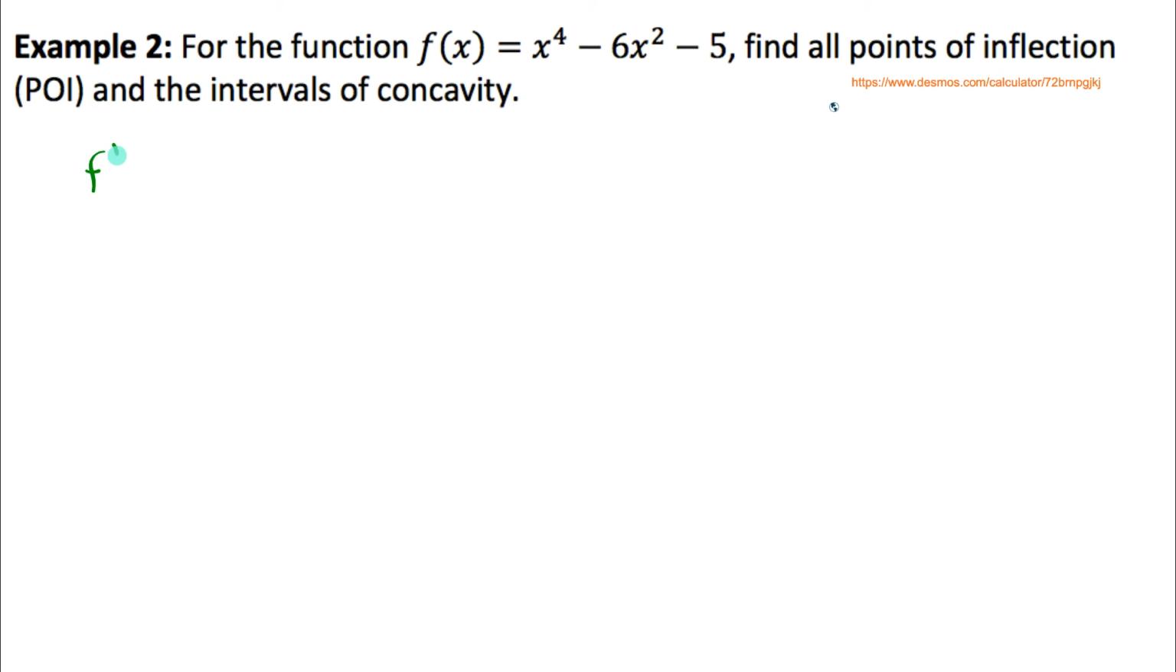So we're going to need to find the second derivative. So let's start by finding the first derivative. So 4x cubed minus 12x. Now I'll find the second derivative. I would get 12x squared minus 12.